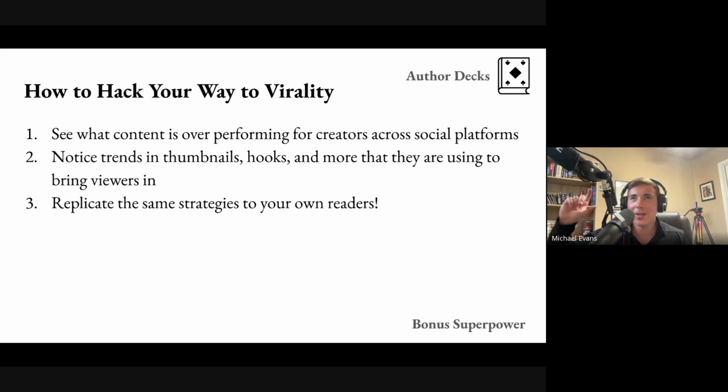So whatever psychological tactic gets someone to click on something for a different niche, repurpose the language, repurpose the strategy for your own niche. It works. This is what the top creators do. It works.